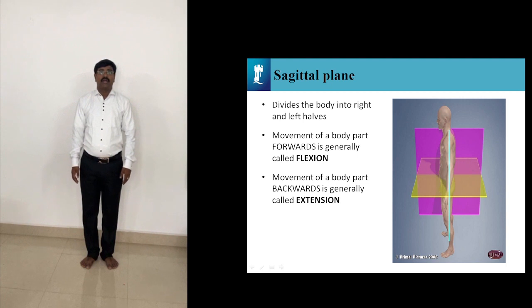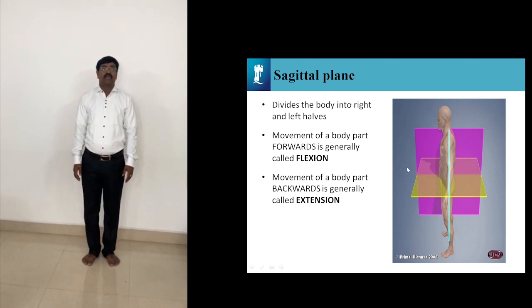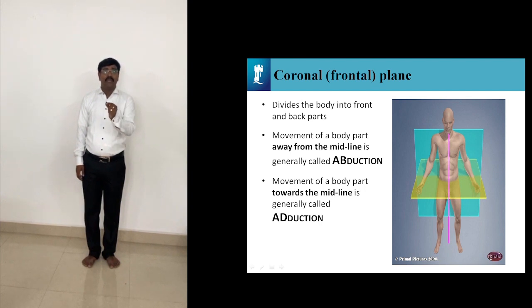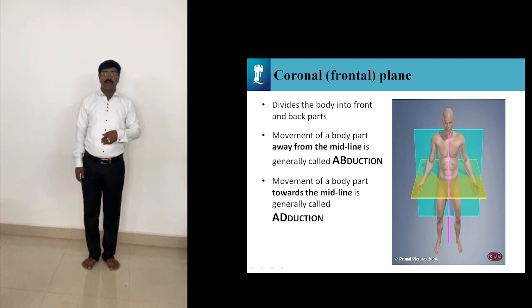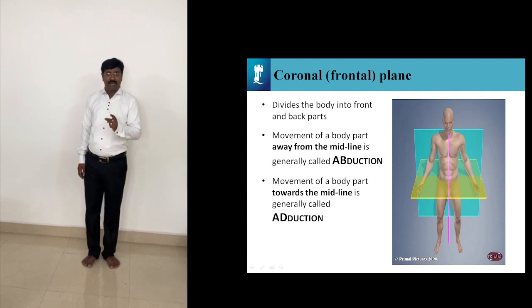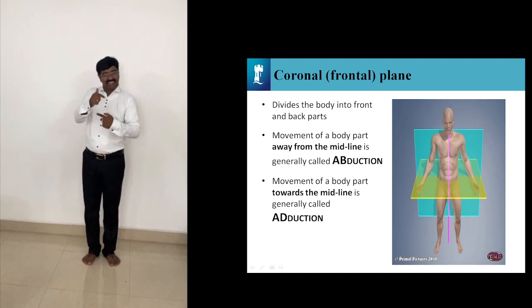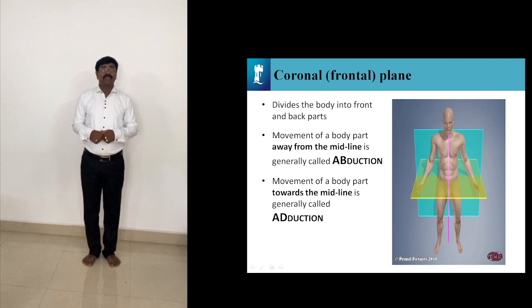Moving on to the next two words, we have two important words called abduction and adduction. The spellings are very important. A-B-D-U-C-T-I-O-N. And the second spelling is A-D-D-U-C-T-I-O-N. D-U-C-T-I-O-N is from induction. But A-B is first, A-D is next. So now what is abduction?